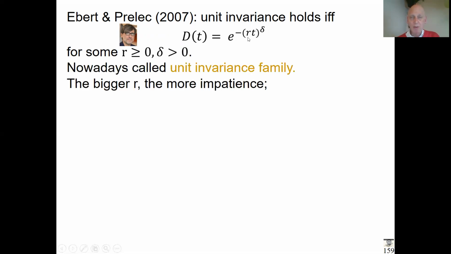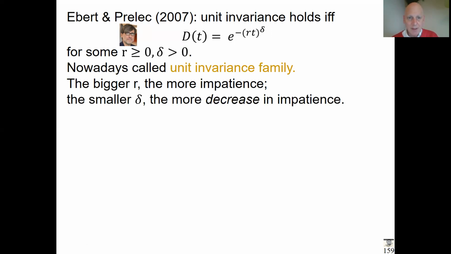Here R works much like it did in constant discounting. Yes, the bigger R, the more impatient you are, but it does not really affect constant stationarity or those kinds of things. This R is like the traditional parameter. Here, delta is the new parameter that captures how non-constant your impatience is. The smaller delta, the more your impatience is decreasing. That can be seen to be the case.